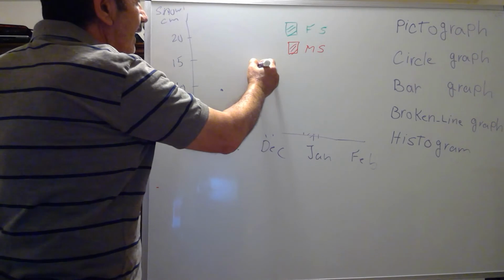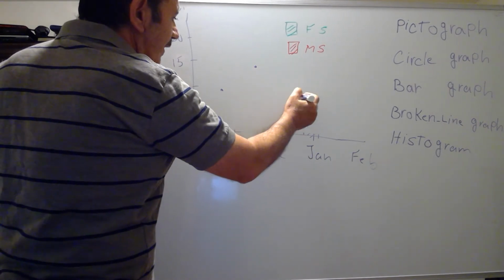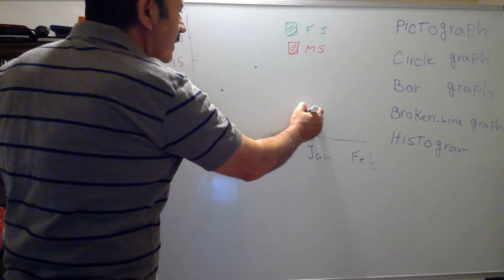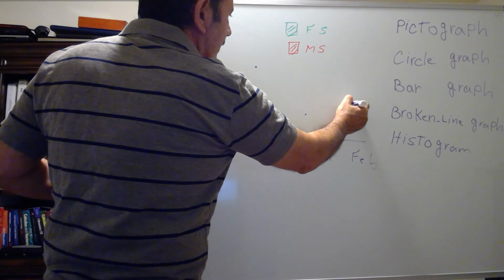Okay, so in November, let's say we have 10 centimeters of snow. In December we have 15. In January we have, let's say 5. I'm just creating the numbers. And in February we have this one. I'm just making up the numbers.